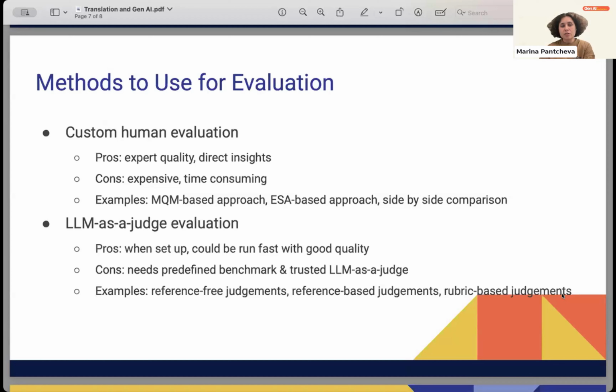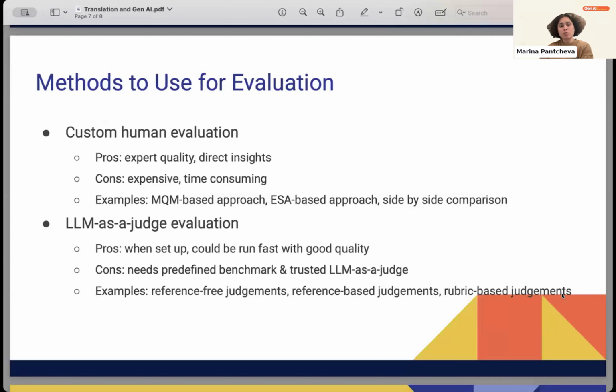And as for LLM as a judge evaluation, as pros, we can say that when LLM as a judge is well prompted and set up, it can be run fast and with relatively good quality. We also usually use meta benchmarks to evaluate the LLM as a judge itself for its quality. But as a con, we always need predefined benchmarks and also a trusted LLM as a judge. In the research community, people tend to use GPT-4 as LLM as a judge, but it's also expensive, not as expensive as people, but expensive.